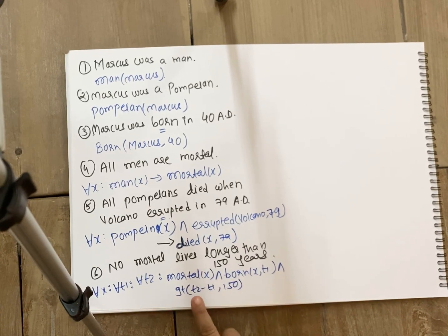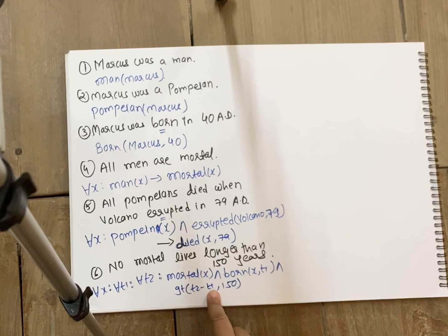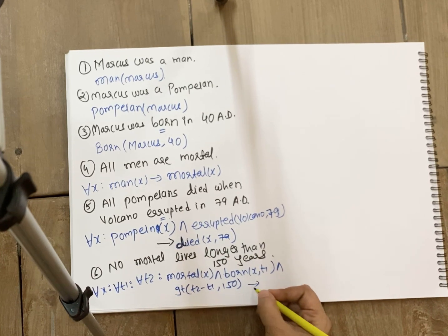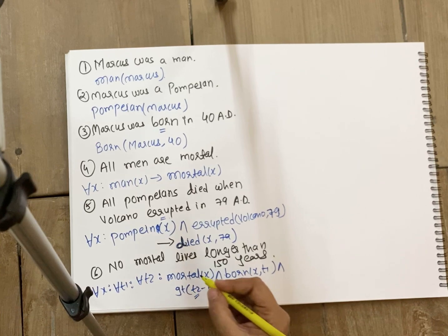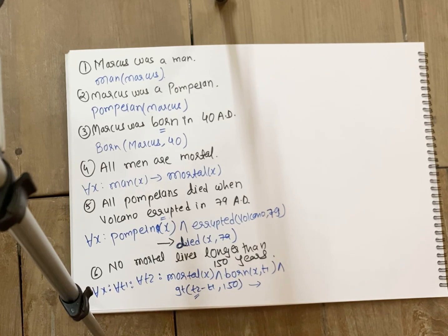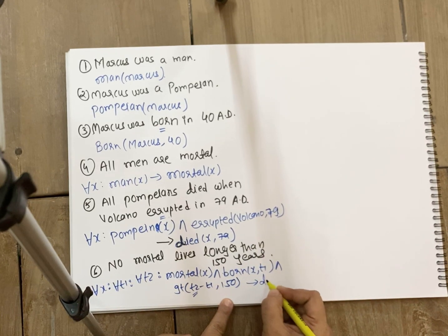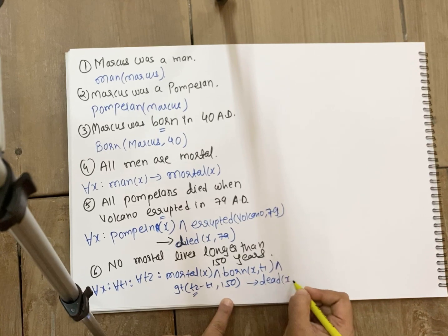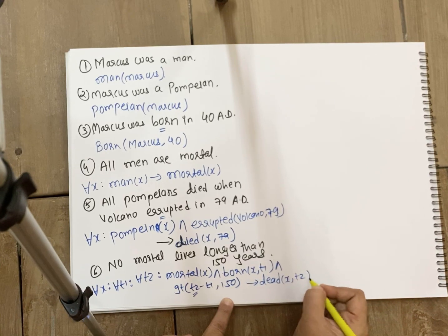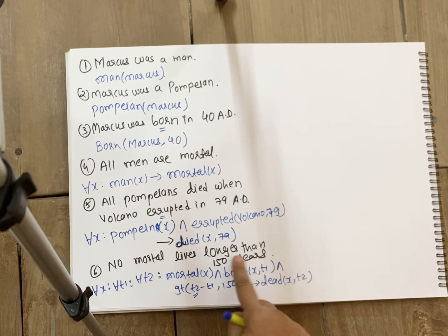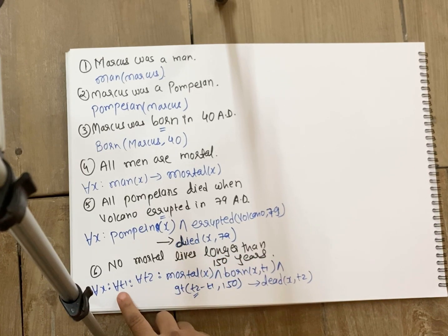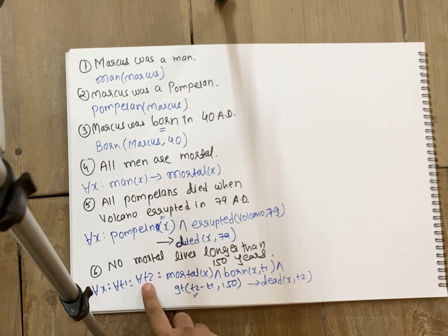T2 minus T1 means any year T2 and the birth year, if the difference is greater than 150, then we can comment over here that at particular year T2, X must have been dead. Are you getting what I am trying to say? I'll give an example so it will be more clear. What I am trying to say is, no mortal lives longer than 150 years. So we are talking about T1 as a birth year and T2 as some random year where we are checking whether X is alive or not.